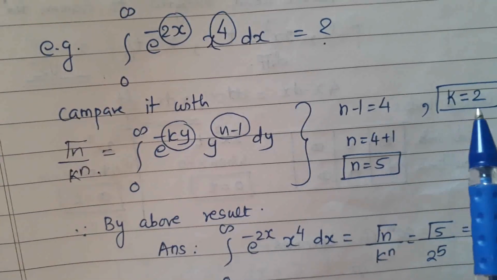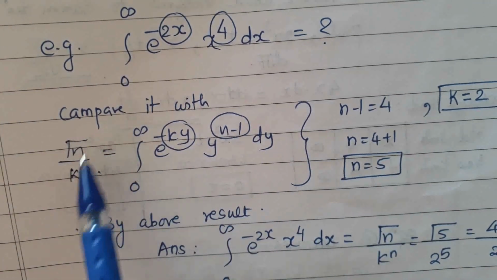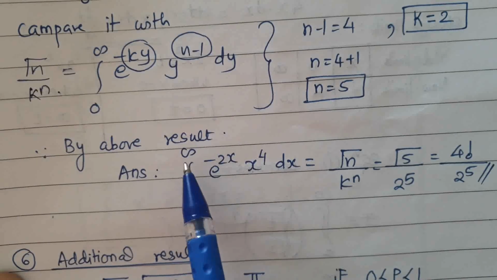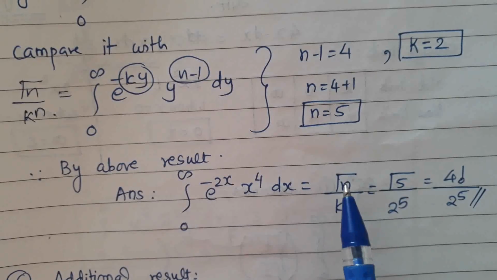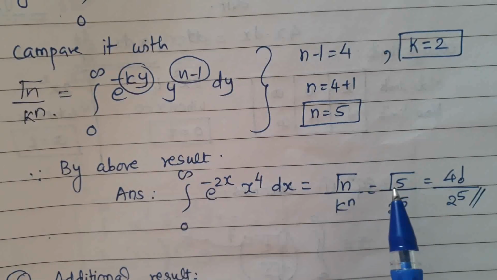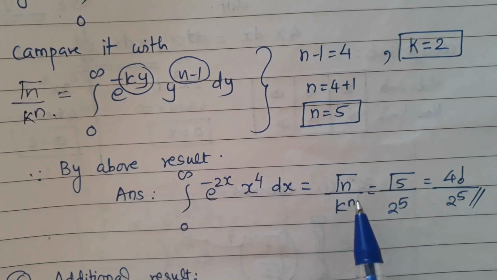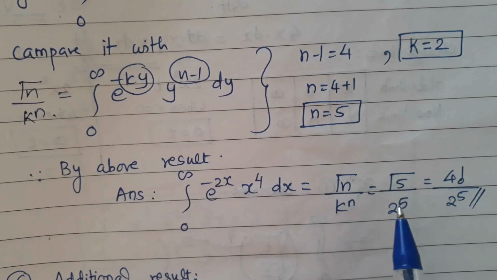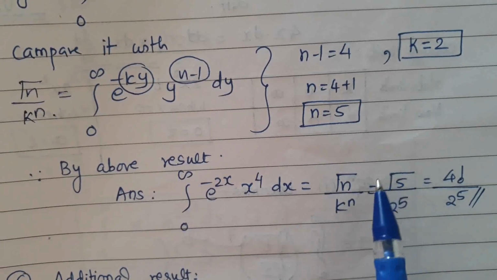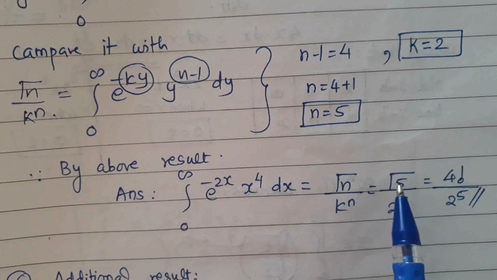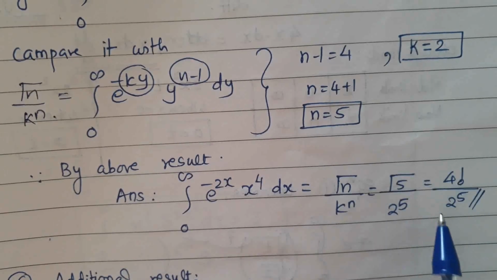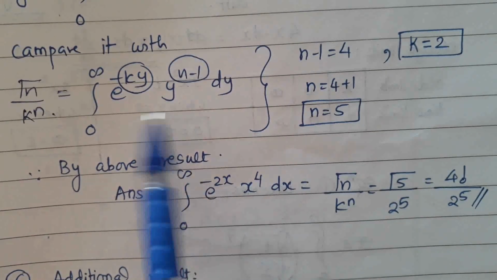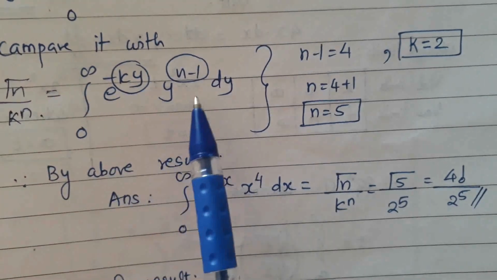So if k is equal to 2 and n is equal to 5, put here. So this becomes the integral 0 to infinity e raised to minus 2x, x raised to 4 dx, and this is equal to gamma n upon k raised to n. So the value of n is 5, place this value here. The value of k is 2, place this value here. Now we know the properties of the gamma function. Since 5 is a positive integer, you can write it in factorial notation as 4 factorial upon 2 raised to 5. So this is the value of this integral, which you can prove with the help of this transformation.